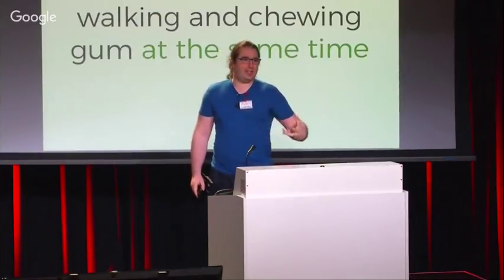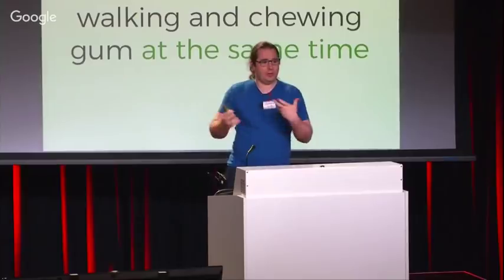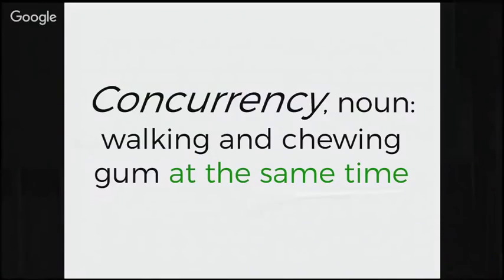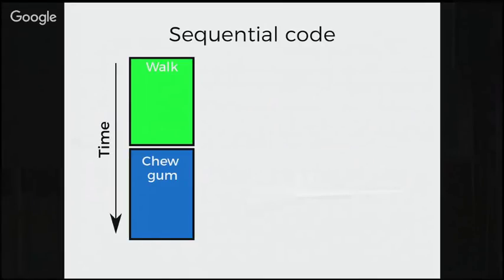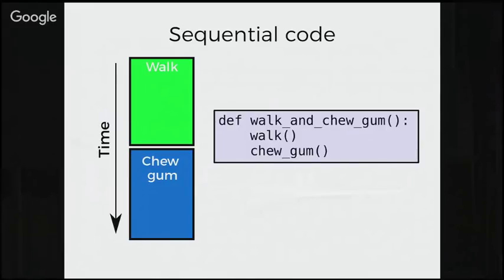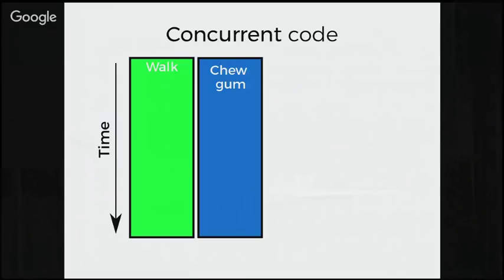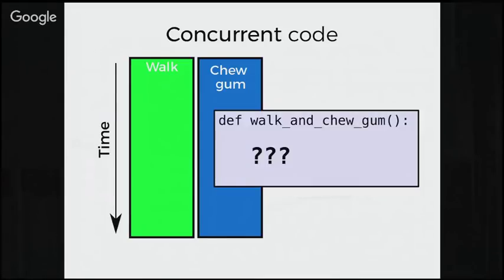All right. So thanks for that introduction. Like I said, I'm going to be talking about concurrency, the art of writing programs that can do more than one thing at once. In Python, it's easy to write programs to do things in sequence. If you want to write a program that walks for a while and then chews gum for a while, as indicated in this diagram, you call walk and then you call chew gum later, and that's what it does. But sometimes you might want to write code that does both at the same time for a while. It's not quite so clear how to do that.